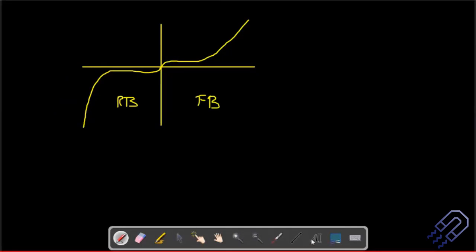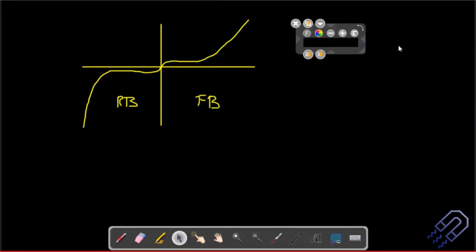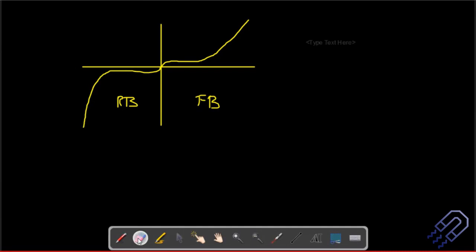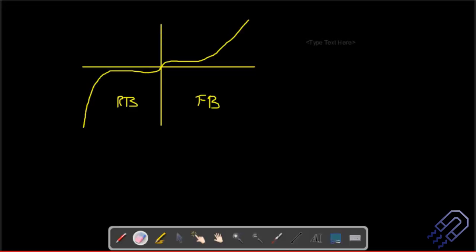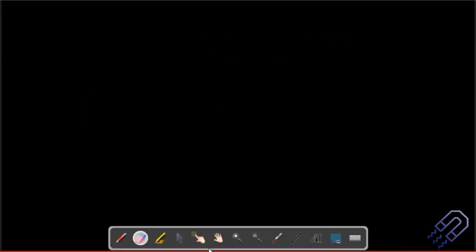So what are the applications of this particular Varactor diode? Maybe I can just look into the applications. I'll just clear this part, don't need it, erase.